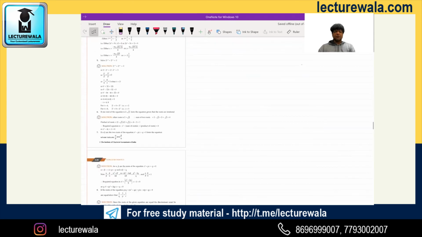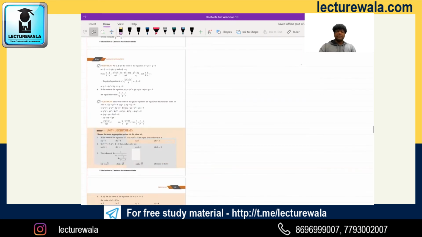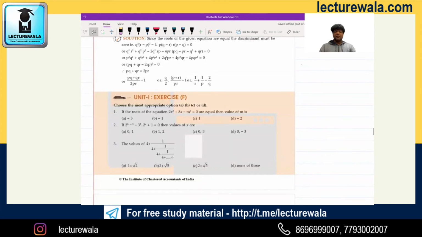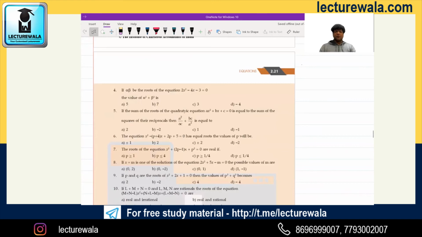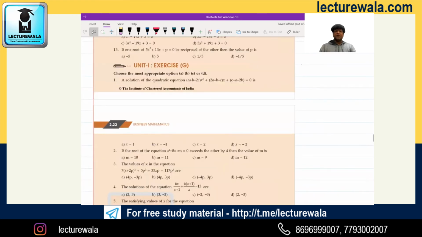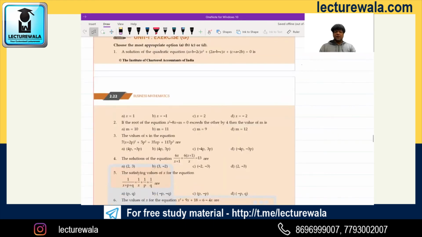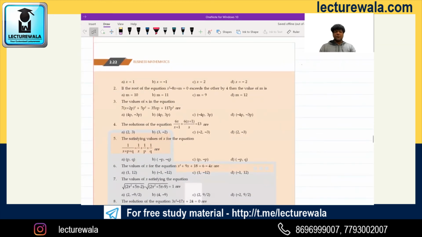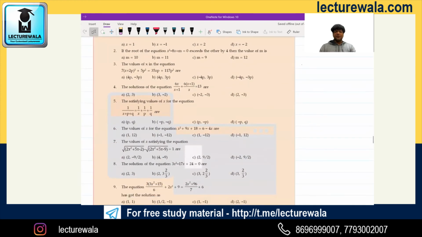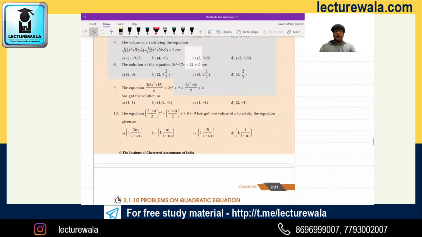Quadratic equation. This is all about the equation chapter. Exercise F, guys. All these questions, if you remember, I have solved in class video. Now exercise G. You can do exercise G by the substitution method, substituting from the options. Very easy, you will get all the questions. Only this question number 10 will be a little bit difficult if you go by option hitting.